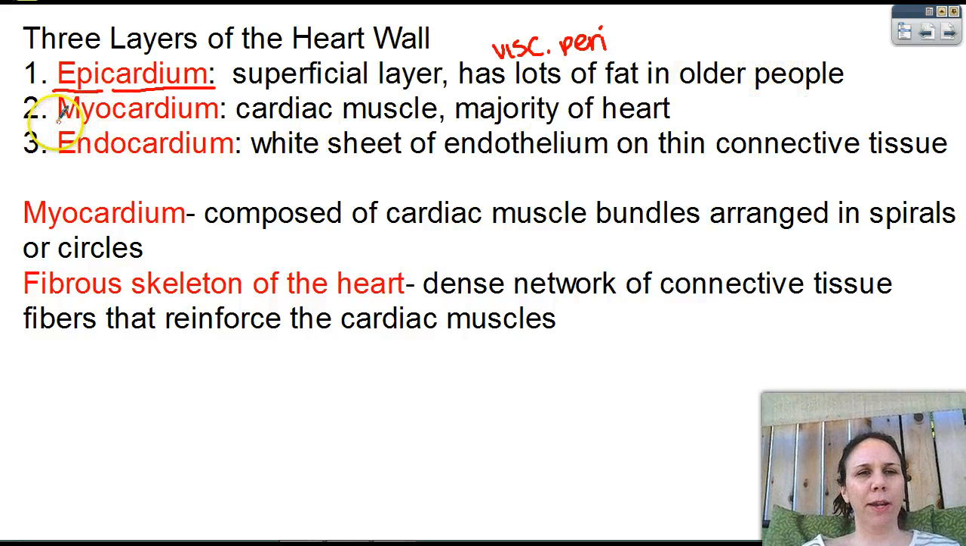We have the myocardium, myo meaning muscle. So this is the actual muscle itself and the bulk of the heart when we think of a heart. And then we have inside, the endocardium.